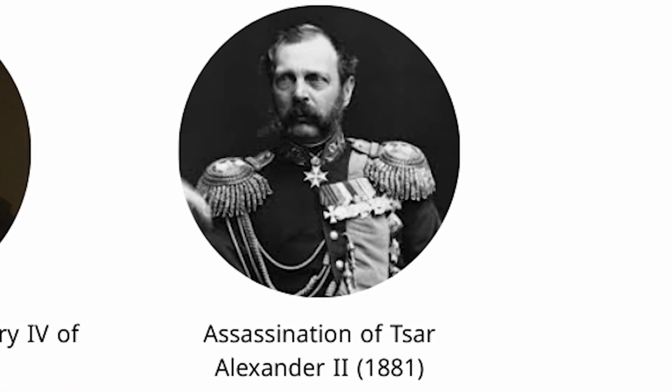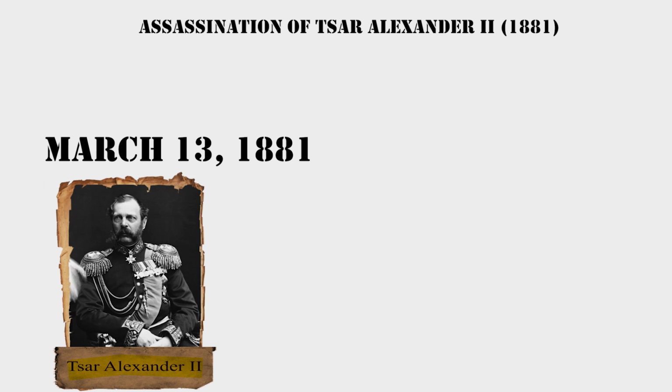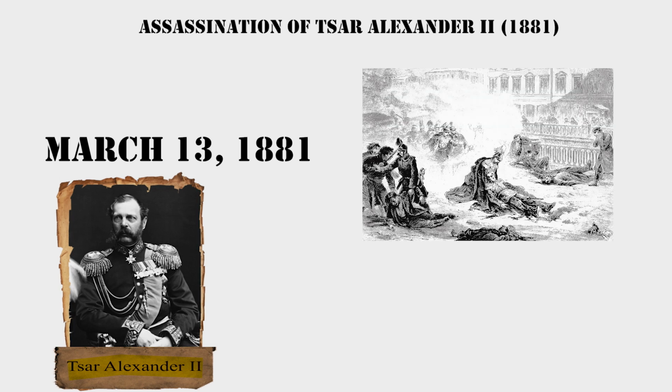4. Assassination of Tsar Alexander II, 1881. On March 13, 1881, Tsar Alexander II of Russia was fatally wounded in St. Petersburg by members of the revolutionary group People's Will, who threw bombs at his carriage. Known as the Tsar Liberator for emancipating Russia's serfs, Alexander had been planning new reforms to modernize the empire.